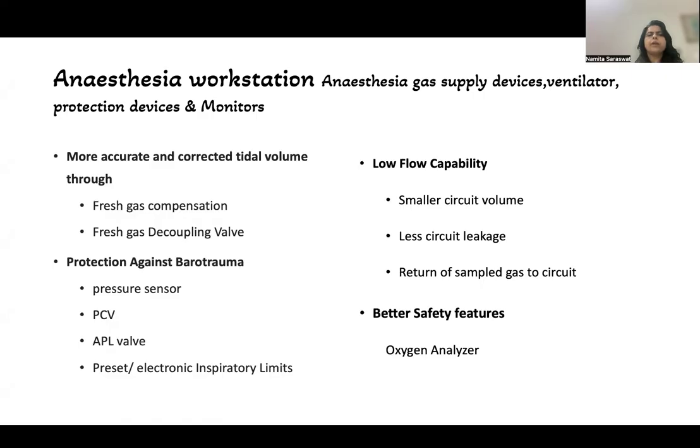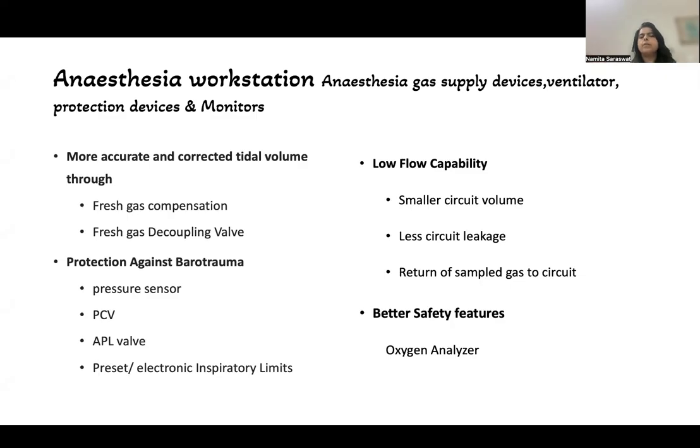It also provides more accurate tidal volume, which is possible because of many factors, but mainly 2 factors incorporated in different machines, like fresh gas compensation and the fresh gas decoupling valve. It also provides better protection against barotrauma because of the presence of a pressure sensor, pressure control ventilation, APL valve, and preset electronic inspiratory limits. These workstations also provide low flow capability because of smaller circuit volume, which is around 2.5 liters versus 6 liters previously, less circuit leakage, and return of sample gas to the circuit. There are many better safety features.